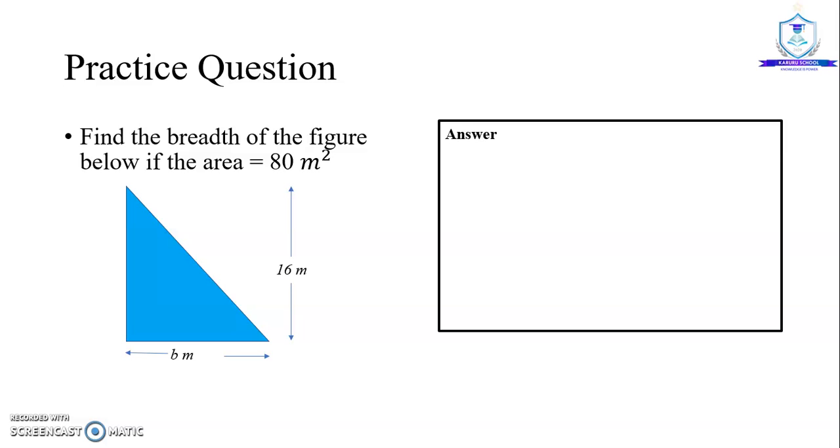Let's look at another interesting question. Find the breadth of the figure below if the area is equal to 80 meters squared. Notice you've been given a triangle whose breadth we do not know, it is abbreviated by B meters, and the height we've been given as 16 meters. So to find the value of B, we will need to use the formula for finding the area of that triangle, which is given by a half multiplied by B multiplied by the height of the triangle.